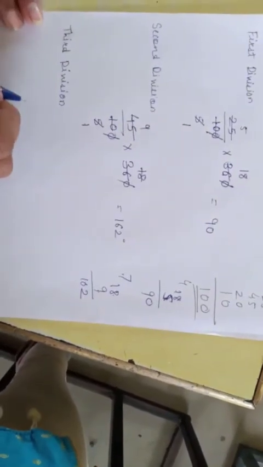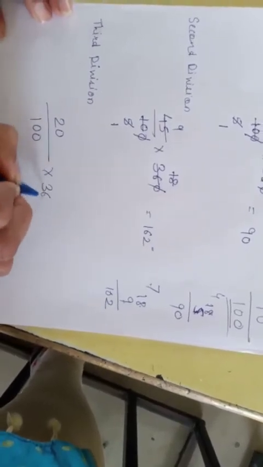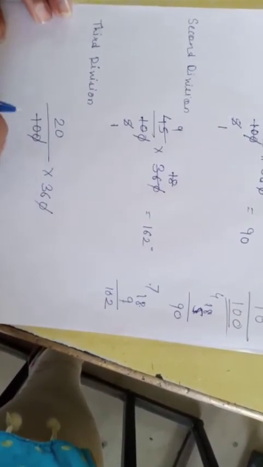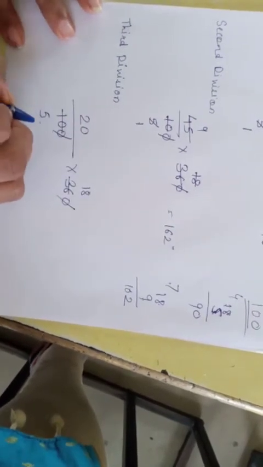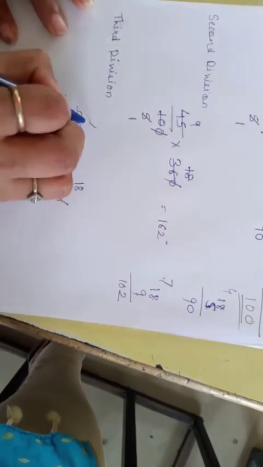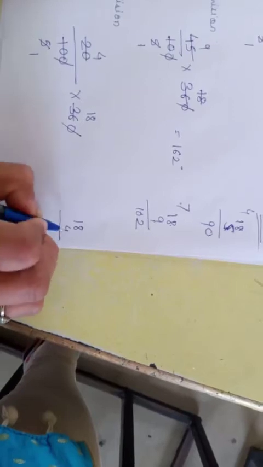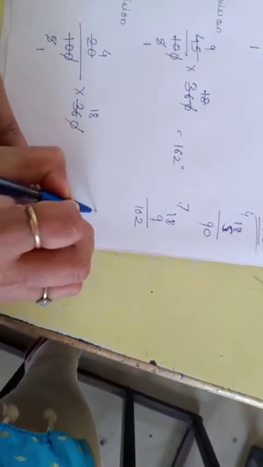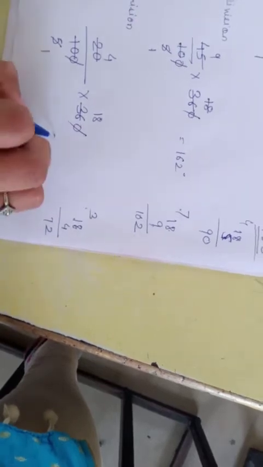Now third one. 20 upon 100 into 360. We are cutting these values. Here it will be 5. Here it will be 18. Here this will be 1. And this will be 4. So what is the table? 18 4s are, 4 8s are 32. Here it will be 3. 4 plus 3, 7. So answer is 72. Now the last one.